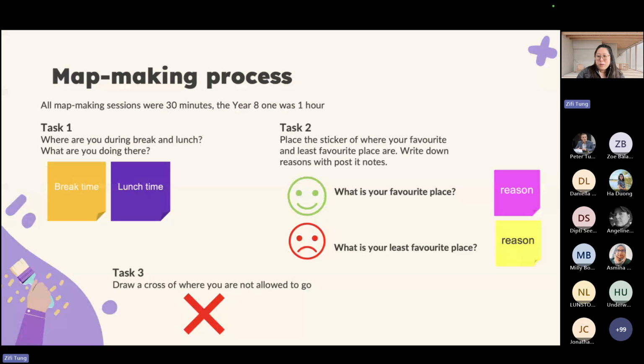The second task was to place a sticker where your favorite and least favorite places are. They were given a happy face and a sad face sticker corresponding to favorite and least favorite place, and on the post-it notes they would write the reasons. And the third task was to draw a cross where you're not allowed to go.